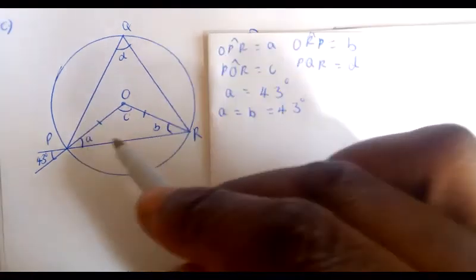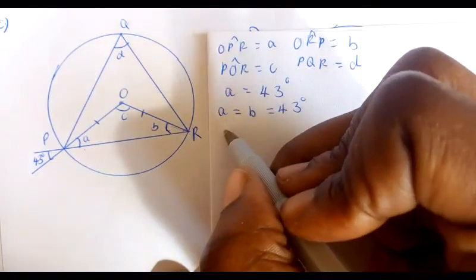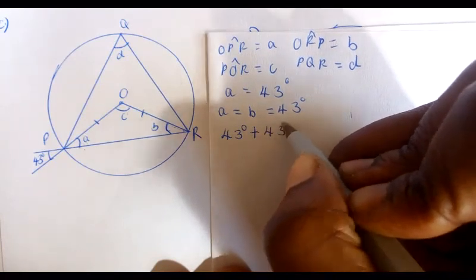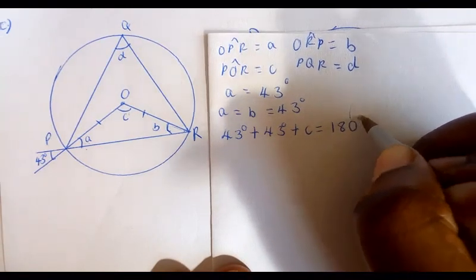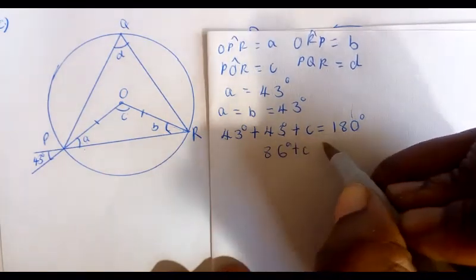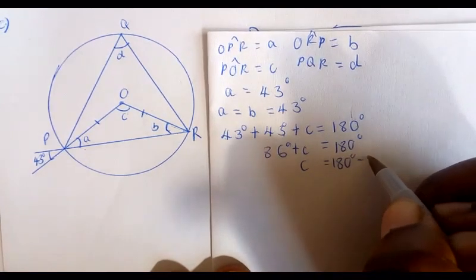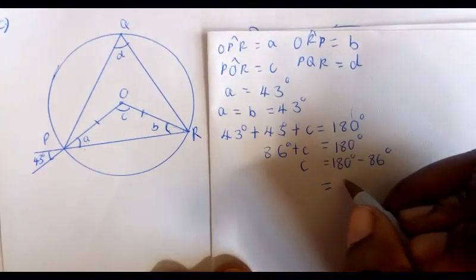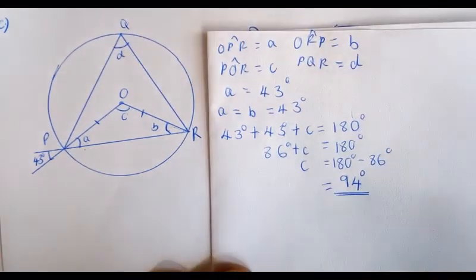And this being a triangle, the angles add up to 180. So these three angles should add up to 180. So we have angle A as 43 degrees plus angle B 43 degrees plus angle C, which we do not know, should add up to 180 degrees. 43 plus 43 is 86. 86 degrees plus C is equal to 180 degrees. C is equal to 180 degrees minus 86 degrees. Therefore, C is 94 degrees.